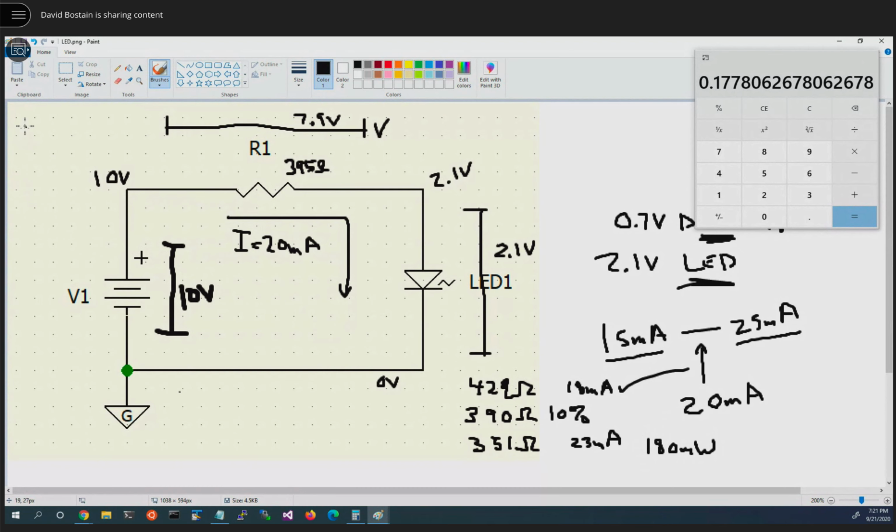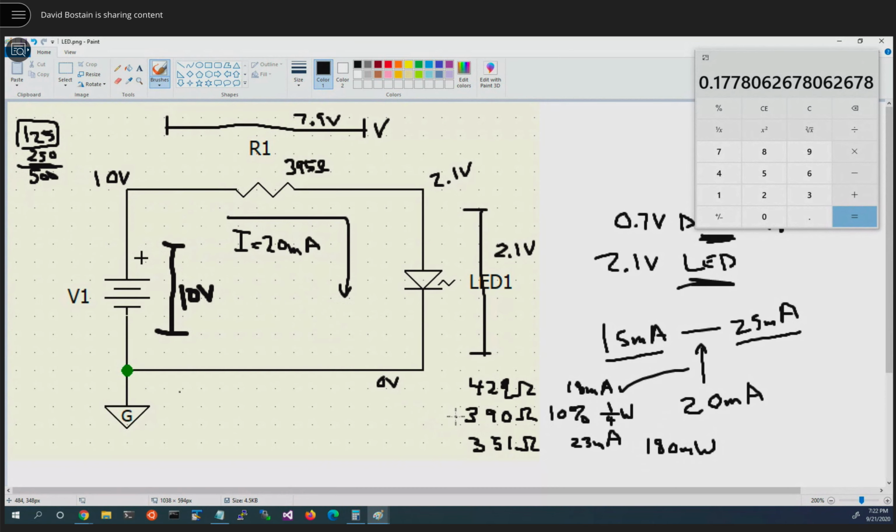Our choices of value are 125 milliwatts, 250 milliwatts, and 500 milliwatt resistors. All these are milliwatt. That number is too big to use 1/8 of a watt. So we need these to be quarter watt. Okay, so we're going to use a 390, 10%, 1/4 watt resistor. Everything checks out as being safe.